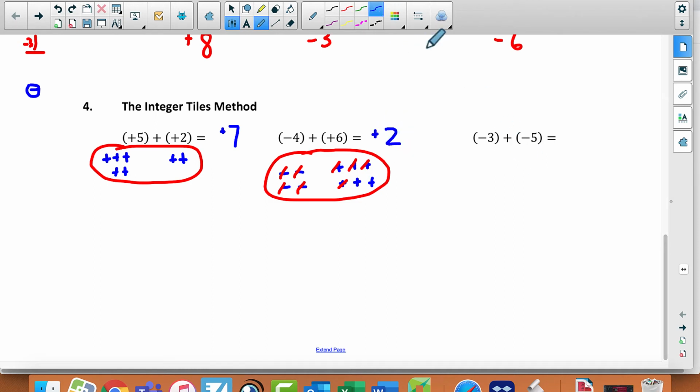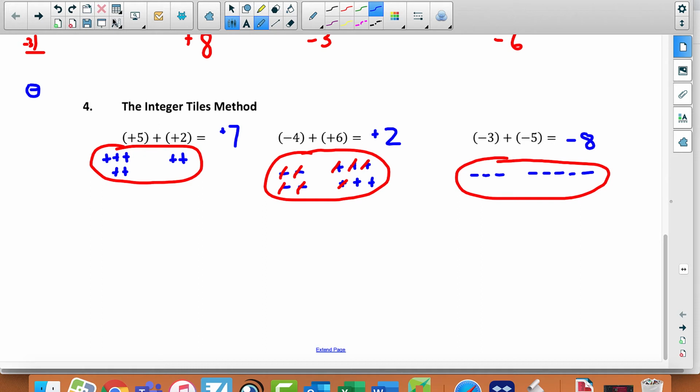Alright, what if they're both negative? Well, you'd have 3 negatives, and you'd also have 5 negatives. So you don't need to cancel here. When you put them together, there's no canceling. You would just add them up. 1, 2, 3, 4, 5, 6, 7, 8. You have 8 negatives. Alright, I like this method.